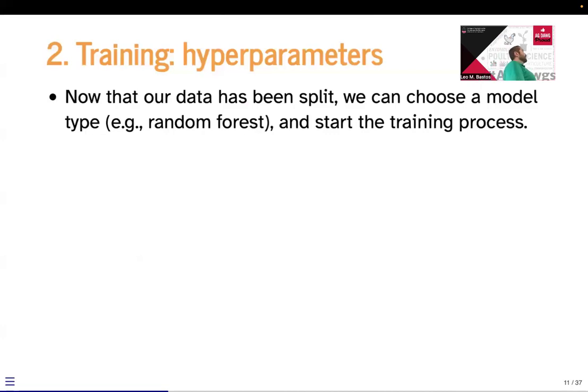All right, so we're going to start talking here about hyperparameters. Now that we have our full data, we split that between train and test. We keep the test set completely separate. We don't look at it until we get to the end. So we take the train set, and let's say we select a given model type. Let's say we want to train a random forest, and we start the training process.